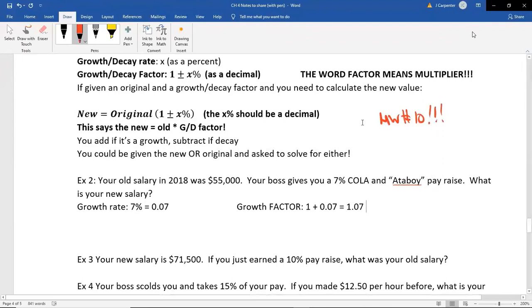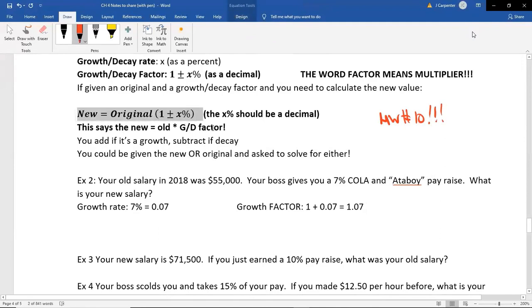So that says if we want to find our new salary, we just take the old salary and multiply it by 1.07. This is the formula. To find the new salary, you take the old and multiply it by this value, the growth factor. And it's growth, it's not decay, because we gained.